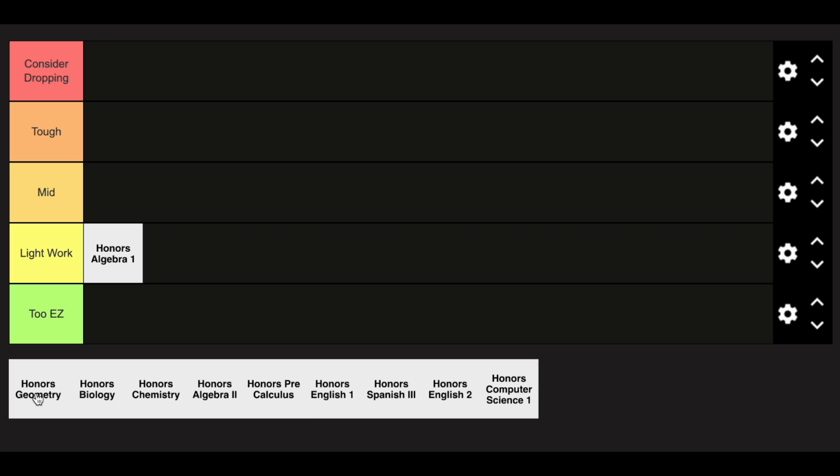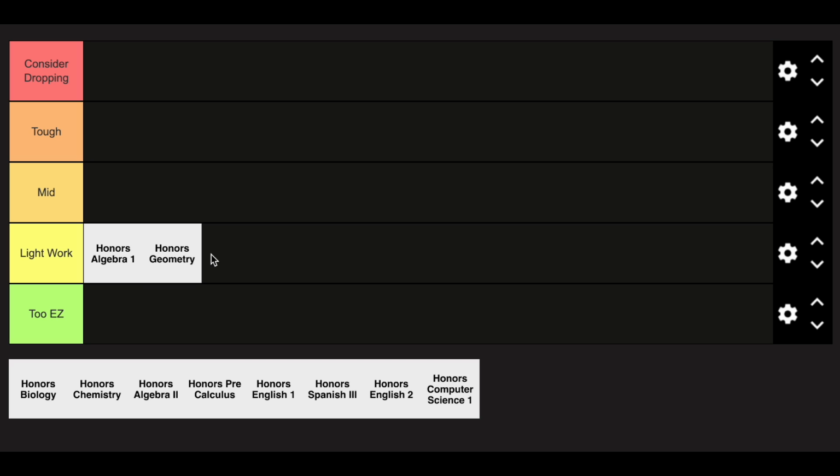Now, Honors Geometry, I've seen a lot of people really complain about this. Either they've really enjoyed the class and thought it was easy, or they thought the class was super, super difficult. I think for most people I saw, though, it's still going to go in the light work category. I think what makes this course just a little bit more difficult than Algebra 1, just a little bit, is proofs. I've seen a lot of this come from some of the smartest people I know when I've taken calculus, a higher level math course, with them.